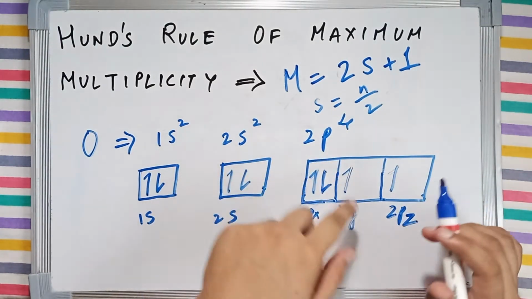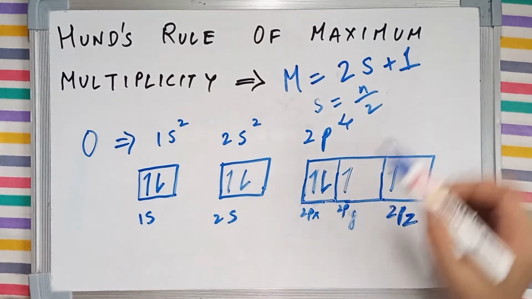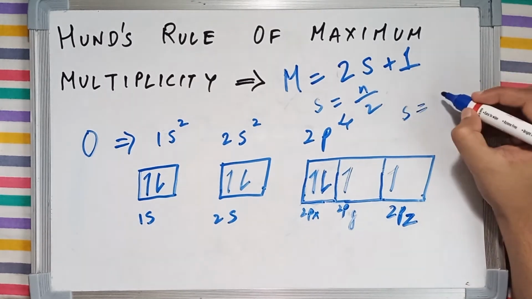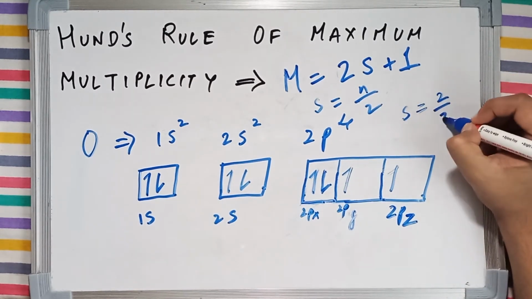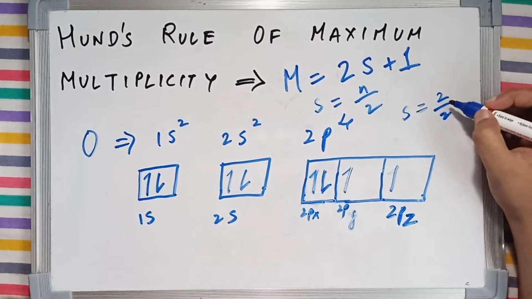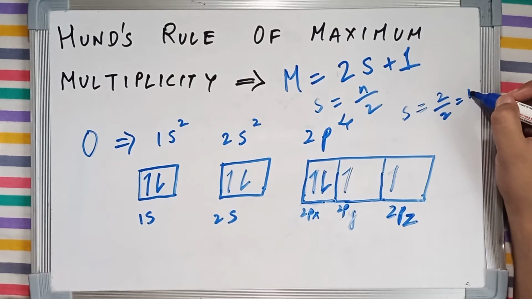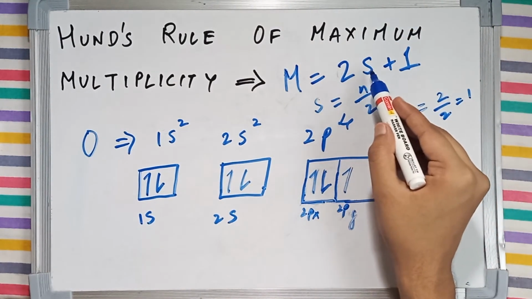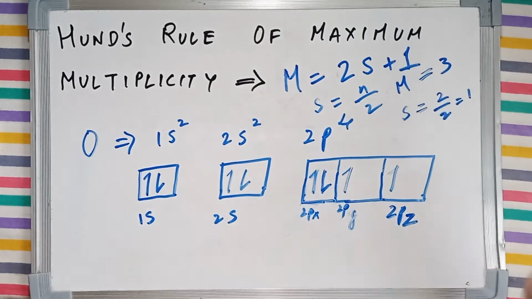Now, how many unpaired electrons do we have here? We have 2 unpaired electrons. So the value of s will be n by 2, and here the value of n is 2, so 2 by 2 is equal to 1. Now the value of s comes as 1, and we put the value of s here, so it comes 2 into 1 plus 1, which is, the value of m comes as 3.